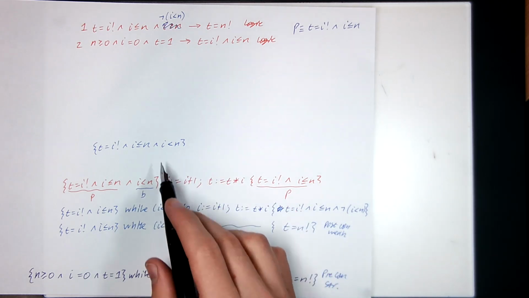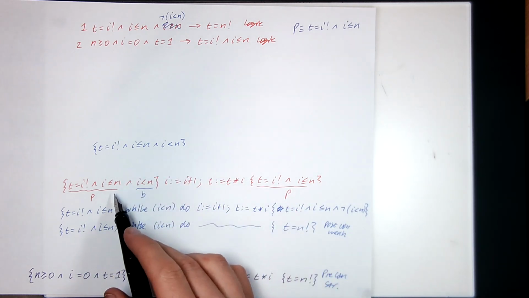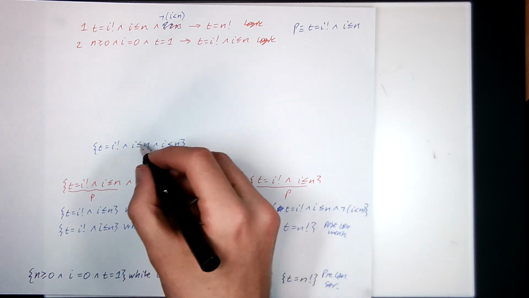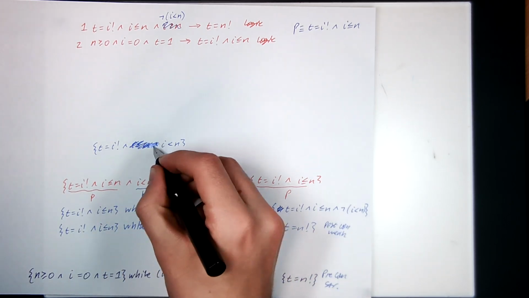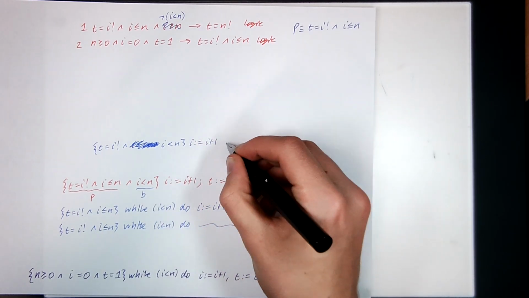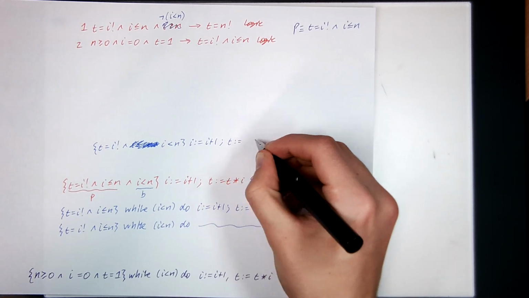Actually, first off, it'd probably make more sense to do precondition equivalence. So I think I'll do that first, because this is redundant. So I'm just going to turf that. There we go. I is equal to I plus 1. T is equal to T times I.